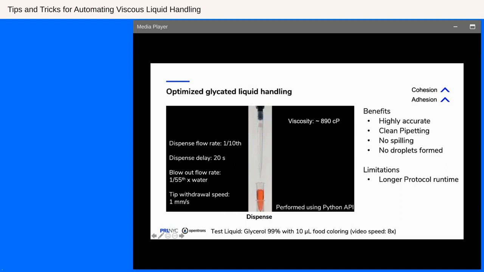So the idea to handle viscous liquid is: lower your flow rate, reduce the blowout rate, and add a delay after your aspiration or dispense cycle. The most critical tip is to withdraw the tip at the slowest speed if the viscosity of your glycerol liquid is really high, for instance, if you're going to aspirate a honey-like liquid.